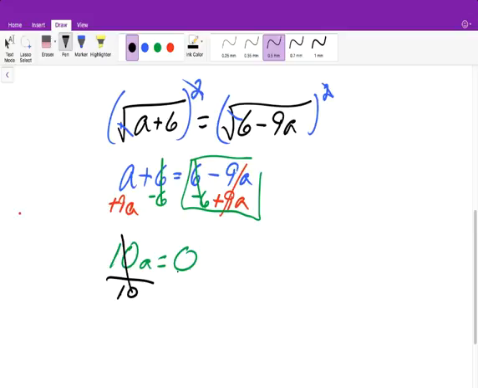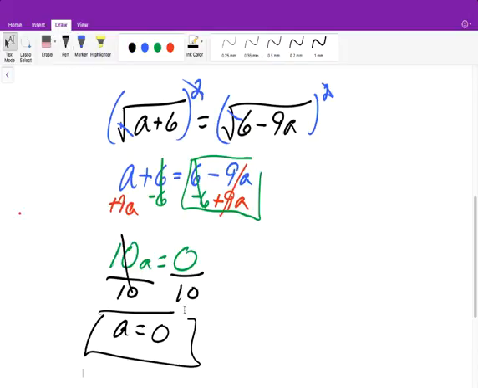And then we would need to divide each side by 10 to isolate that a, and a is equal to 0 because 0 divided by any number is 0. So a lot of you guys wanted to say that there's no solution. That's not the case. The answer is 0. If we plug it in, 0 plus 6 is 6, so it's the square root of 6. 6 minus 9 times 0 is 6, so it's the square root of 6, and they are equal.